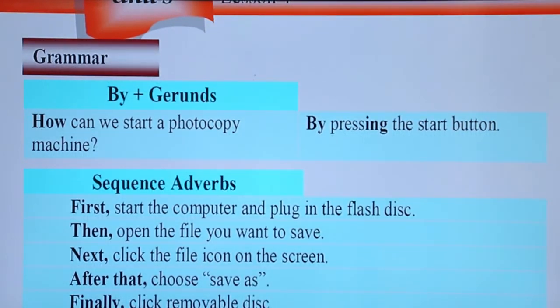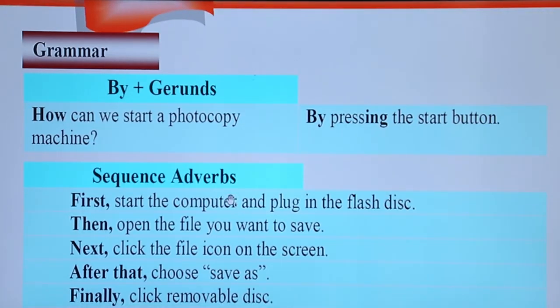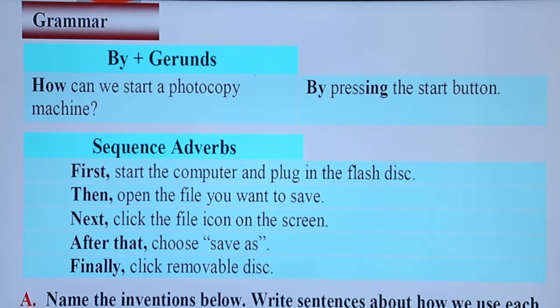The next point that we have studied in this unit was the sequence adverbs. For example, first, then, next, after that, finally. First, start the computer and plug in the flash disk. Then open the file you want to save. Next, click the file icon on the screen. After that, choose Save As. Finally, click Removable Disk.